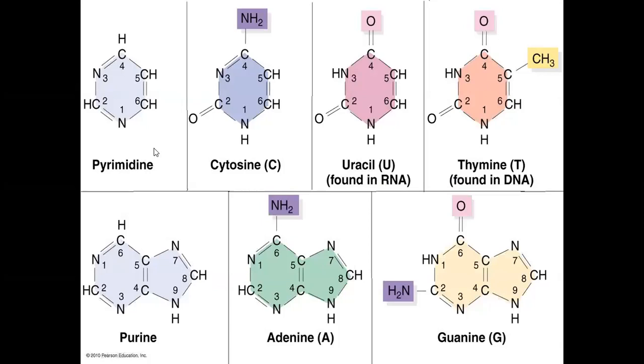And these are the purines and pyrimidines. So pyrimidines have only a single ring, okay?